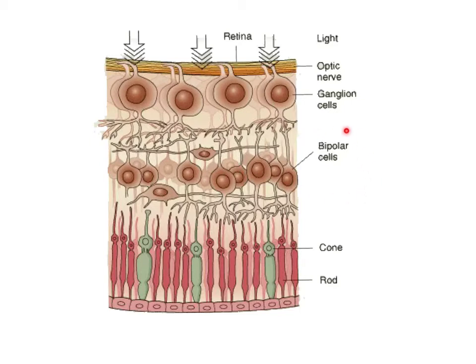Okay, these bipolar cells over here are important because they transfer information from the rods and cones to the ganglion cells. And the ganglion cells help us to recognize the visual images by creating an action potential.